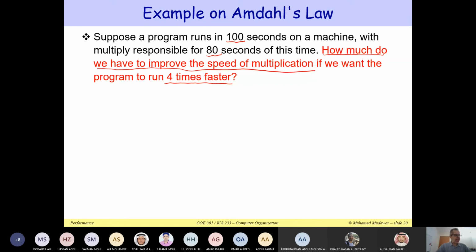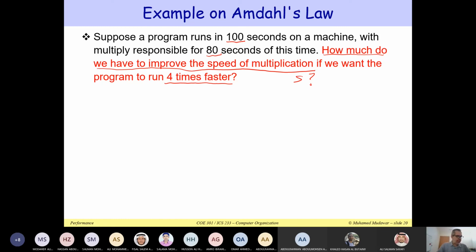So what is my unknown here? S. Yes, thank you very much. It is S. So what is this S? The speed up factor of multiplication. I don't care actually how many cycles it took to execute every multiply instruction. What I care about is what is this S, the speed up factor of multiplication, if I want the entire program to run 4 times faster.